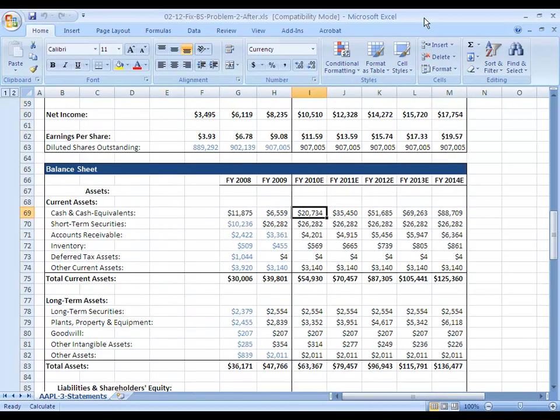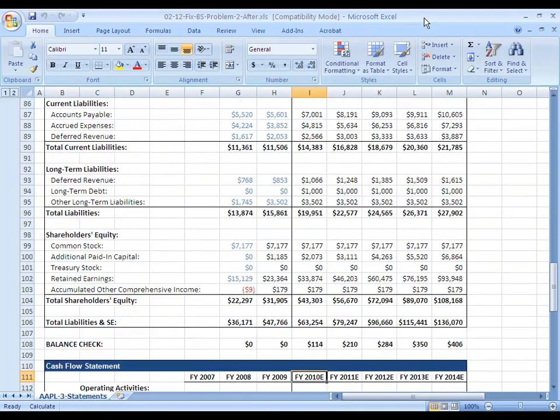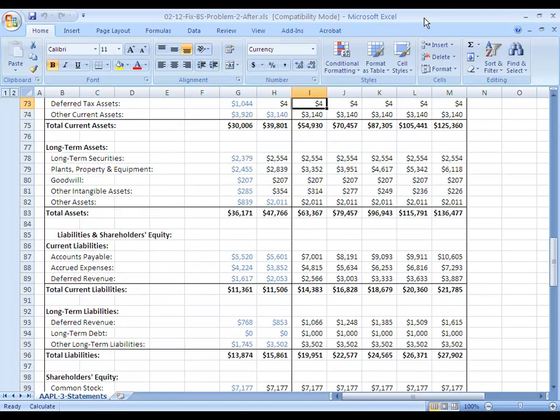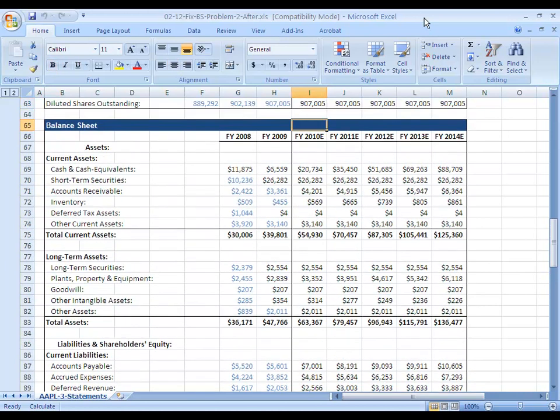We want to start in the year that the change or the difference or the problem first occurs. So in this case, it's 2010. We're going to ignore 2008 and 2009 because the balance sheet is properly balanced there. So we want to start in the year where our problem first occurs, and then we want to calculate the change in each of these different line items from year to year.